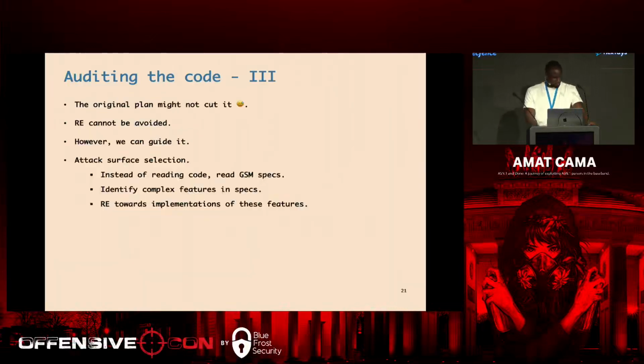So the original plan was not gonna cut it. Like I said, you can't avoid reverse engineering it because you don't have source, but we can try to find a way to guide it. And that's what I meant by attack surface selection. So instead of reading the code, let's just read the GSM specs and identify complex features in there. Then we know what we're trying to find during reverse engineering instead of just looking at everything and trying to see if we find a buggy portion.